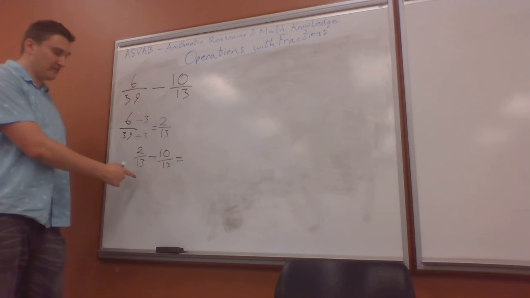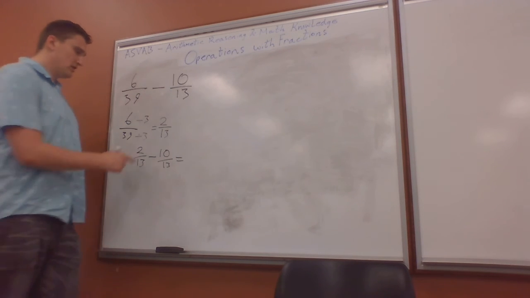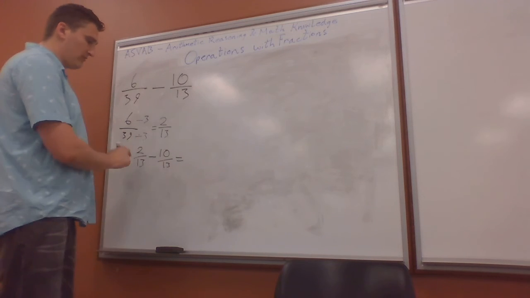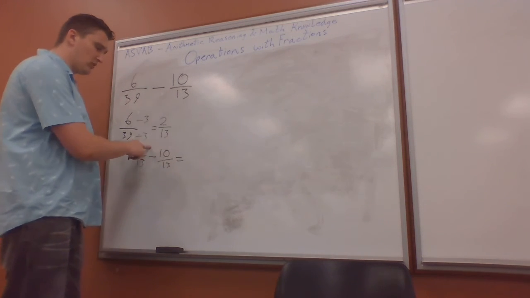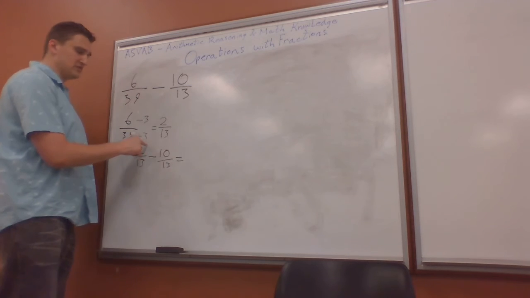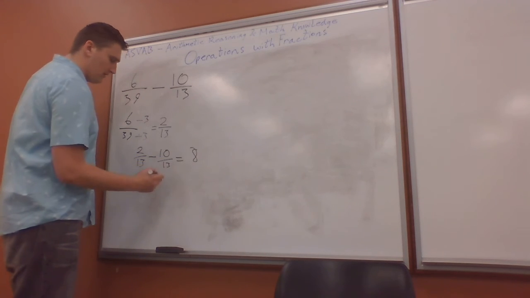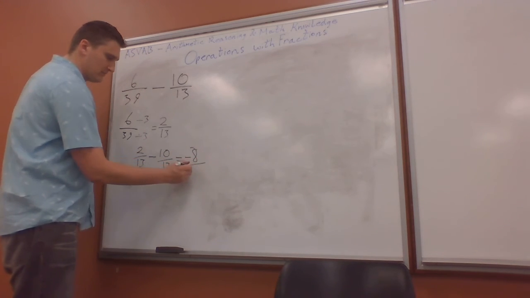Okay, I can compare them. They have the same denominator. So let's see, 2 minus 10. Oh, okay, I'm subtracting a big number from a smaller one. So 10 minus 2 is 8. Oh, but I gotta make it negative here.